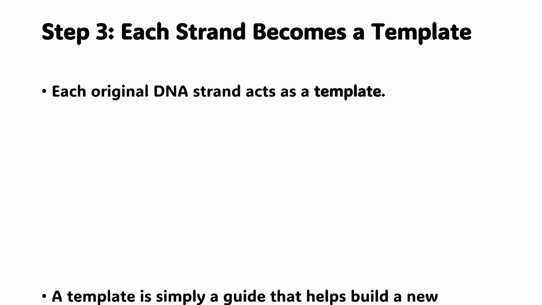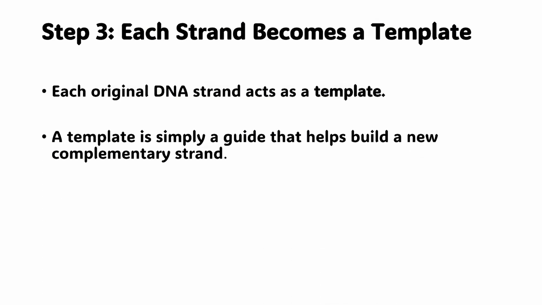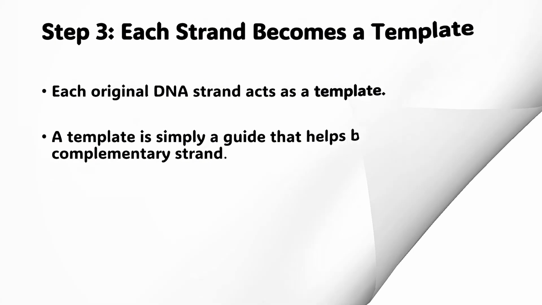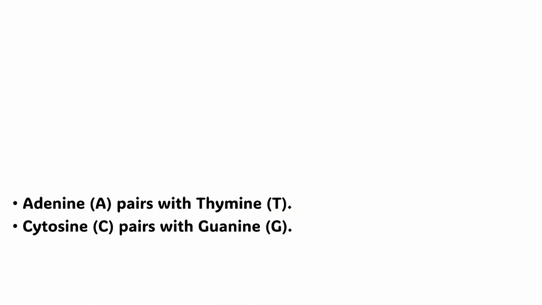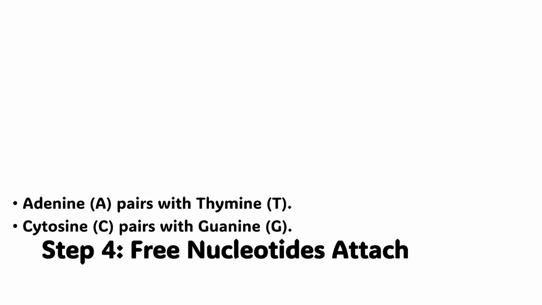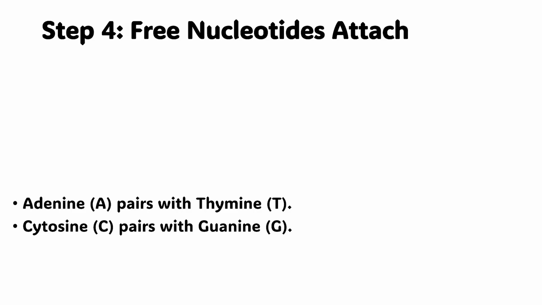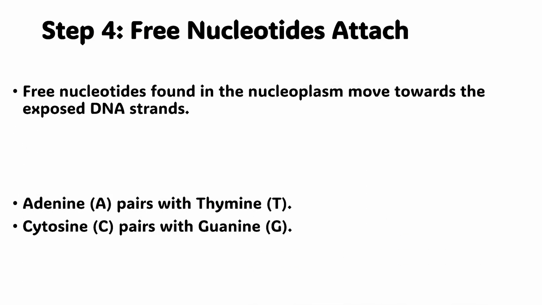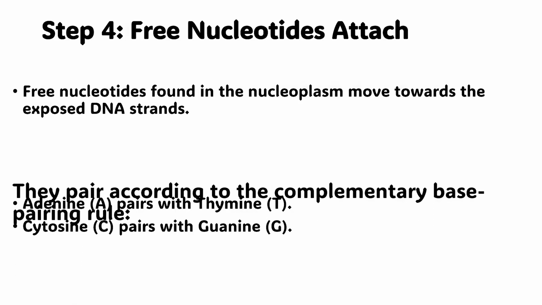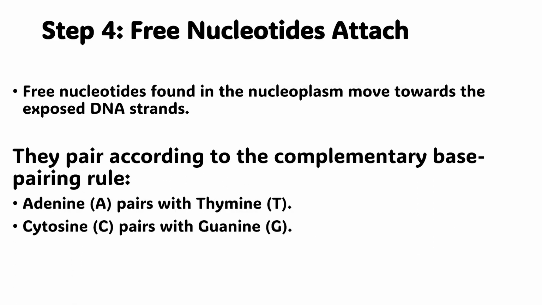Step 4. Free nucleotides attach. Free nucleotides found in the nucleoplasm move towards the exposed DNA strands. They pair according to the complementary base pairing rule. Adenine pairs with thymine, cytosine pairs with guanine. This ensures an accurate copy of the DNA.